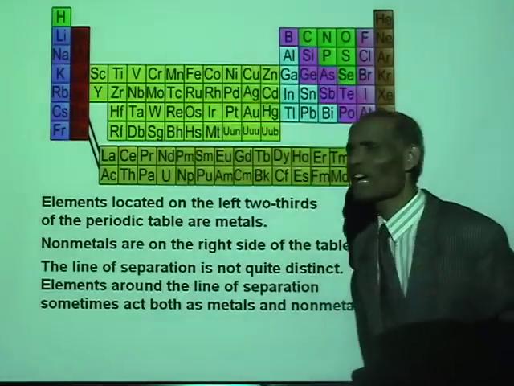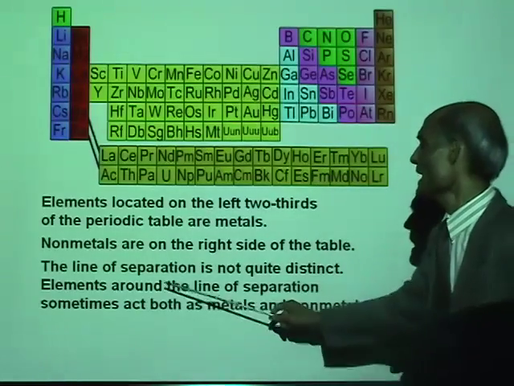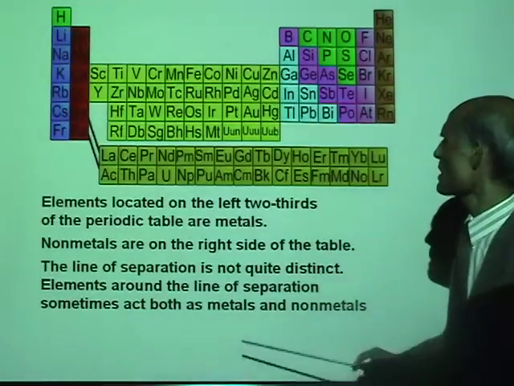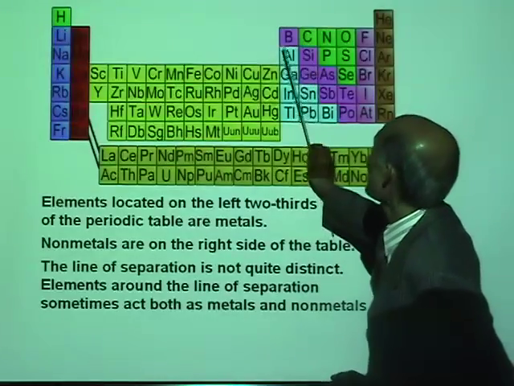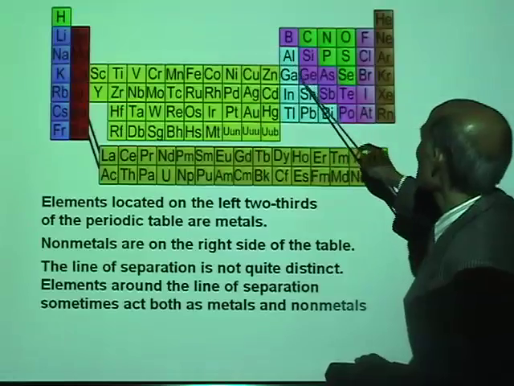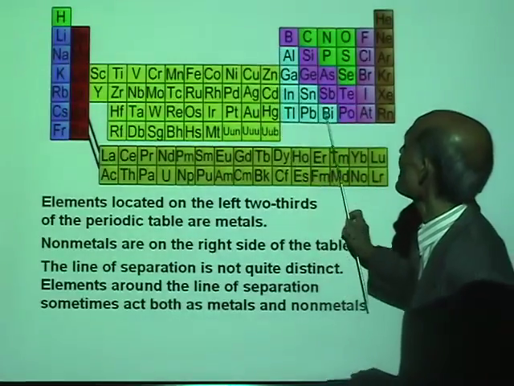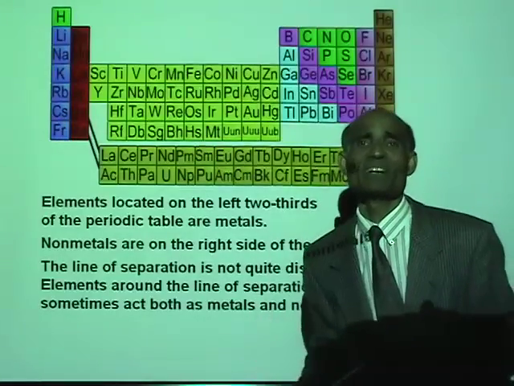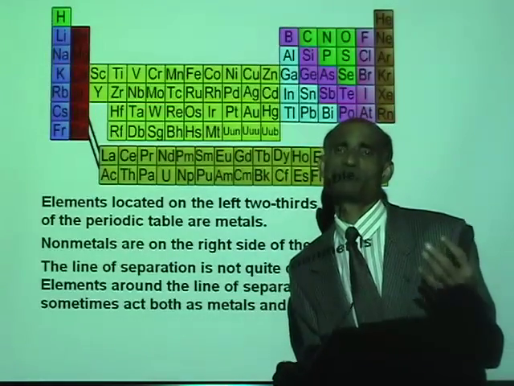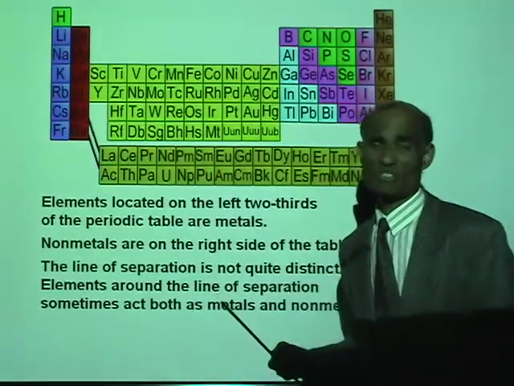The line of separation is not quite clear, so you don't need to worry about it. Elements around the line of separation sometimes act as both metals and non-metals. You see, mostly the line of separation falls that way. But these elements are sort of in between, and they are sometimes called semiconductors and so on.